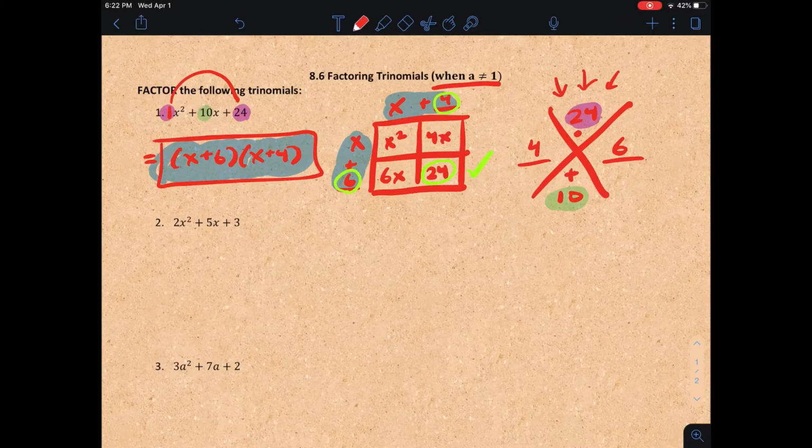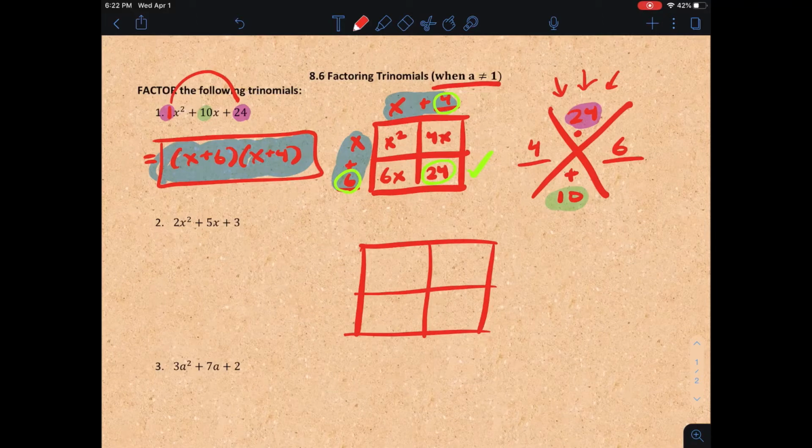Now let's look at number 2 when a is not equal to 1, and you'll see how this problem becomes slightly more complicated. First thing, let's create this Punnett square. The top left will still be where your x squared terms go. Here we have 2 of them, right? So 2x squared. On the bottom right, that's where we're going to put the plus 3.